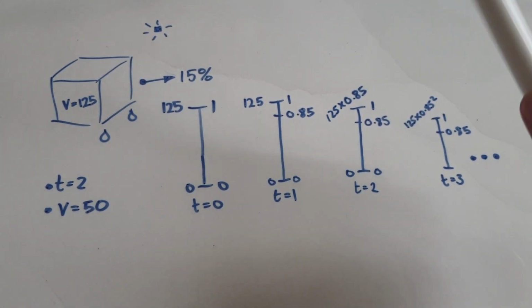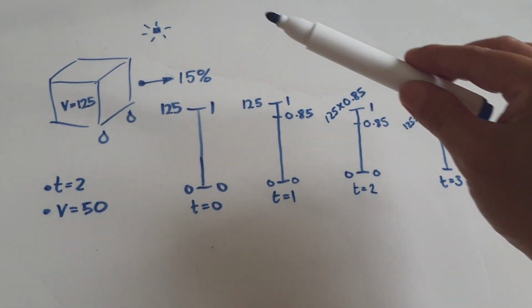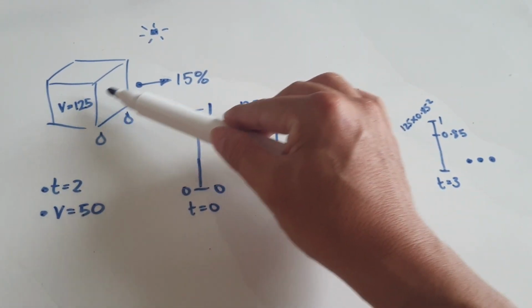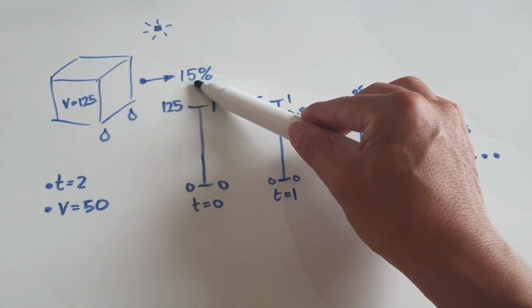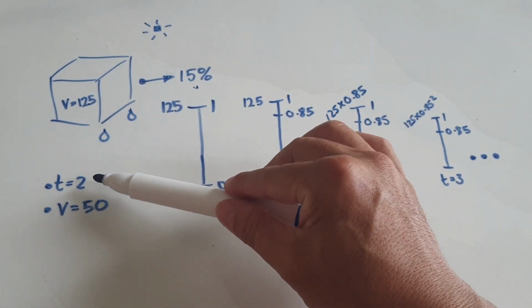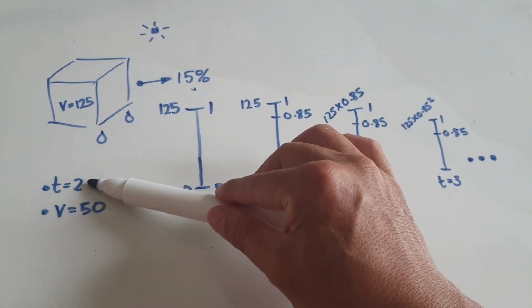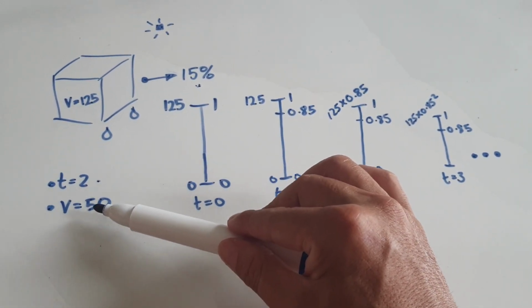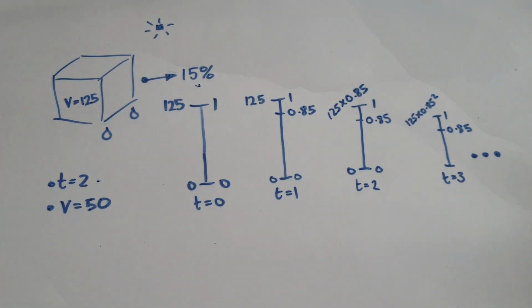Let me give you a grade 10 exponential function problem. Here you've got a block of ice with a volume of 125. Every minute it melts 15%. We've got to find the volume after 2 minutes, and we've got to find the time it takes to reach a volume of 50. So let's try and develop the formula for it.